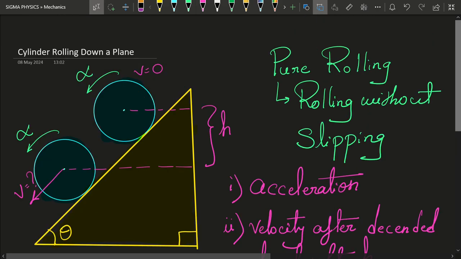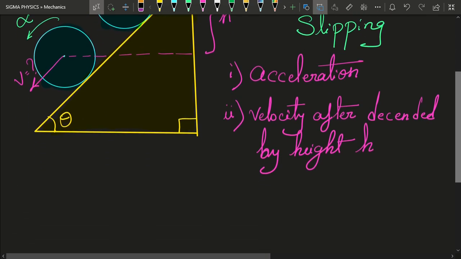So let us begin by discussing the first problem. That is, let us find the acceleration of that body. And as I promised you, I'm going to use three methods to solve this problem. That is, I'm going to use three methods to find the acceleration of that body.